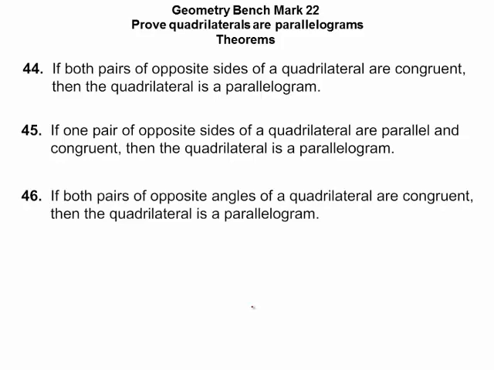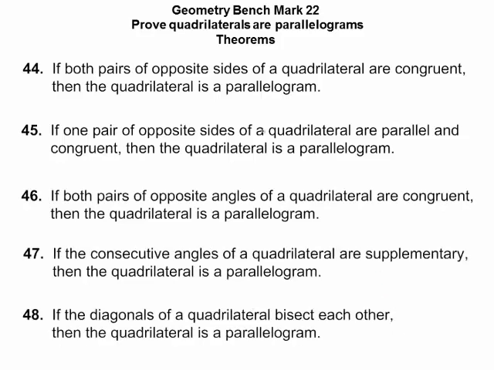We have a couple more theorems. If both pairs of opposite sides of a quadrilateral are congruent, then it's a parallelogram. Okay, this is just the backwards of what we were talking about before. So if we have this, then it's a parallelogram. If you have a parallelogram, then you have this. So that goes both ways. If one pair of opposite sides are parallel and congruent, so you have to be parallel and congruent. If you're both parallel and congruent, you're a parallelogram.